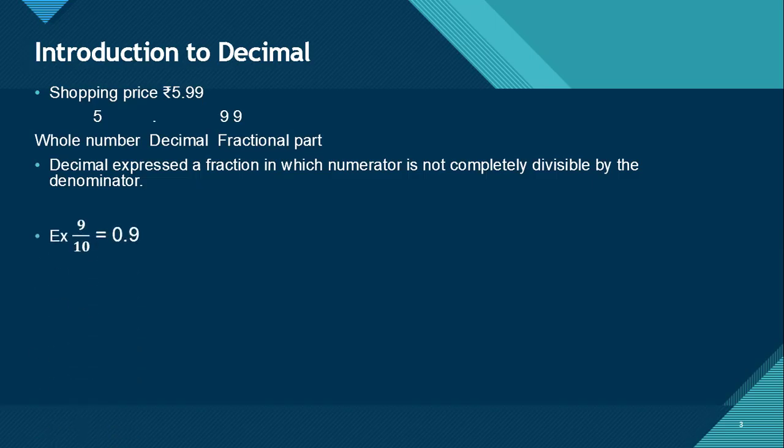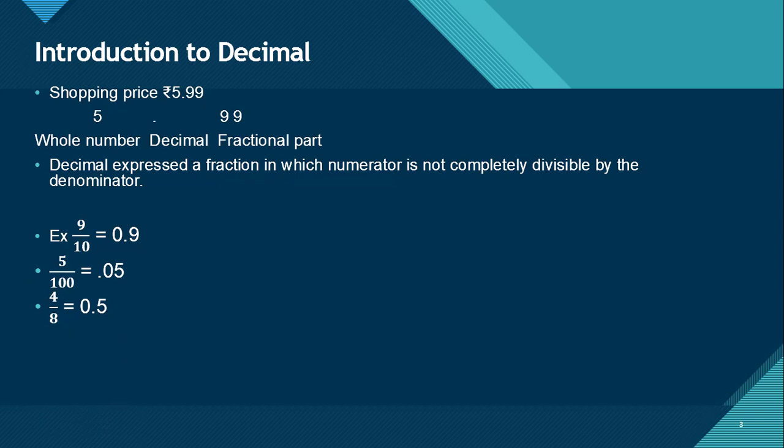As an example, we have 9 by 10. 9 by 10, we can also write as 0.9. Another example is 5 by 100. How will we write it? It is 0.05. And then 4.8 is also a decimal number. We'll study these decimals in the next class, I think.